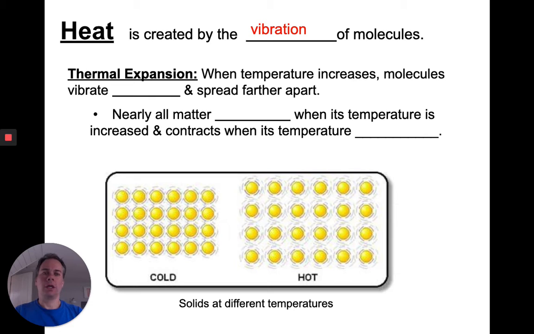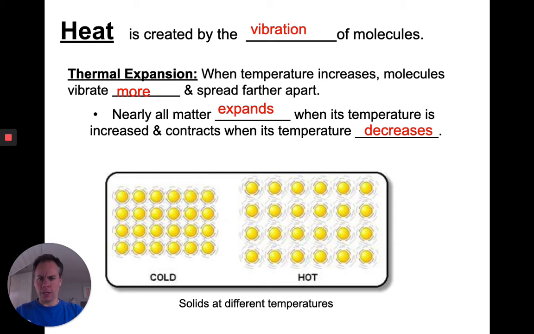And if we heat up a substance, those molecules that are vibrating start to vibrate more quickly. That's what happens when we add heat to a substance. Now, typically when we heat up a substance, the molecules vibrate faster, but they also spread apart. That process is called thermal expansion. When you heat up a substance, generally it expands. And if you cool it down, then it contracts.